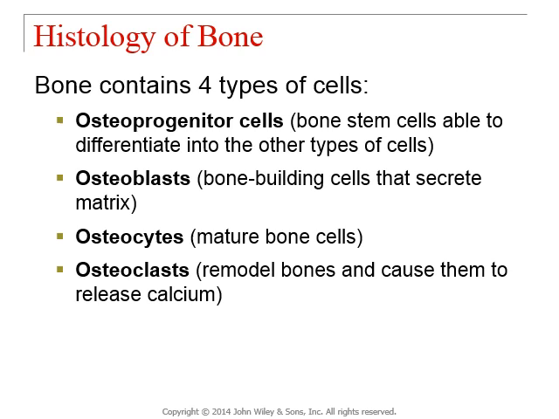We find 4 different types of cells found in bone. We find first the osteoprogenitor cells. These are bone stem cells that will differentiate into other types of cells. You find osteoblasts, which will actually build the bone and excrete the matrix. You'll find osteocytes, which are the mature bone cells once the bone stops growing. And finally, you find osteoclasts. These will remodel bones and actually cause them to break down into calcium and phosphorus. So the best way to remember these 2: osteoblasts will build, osteoclasts will carve.